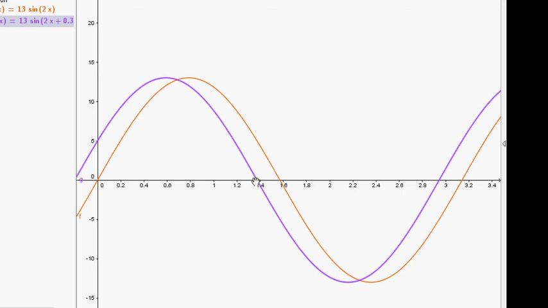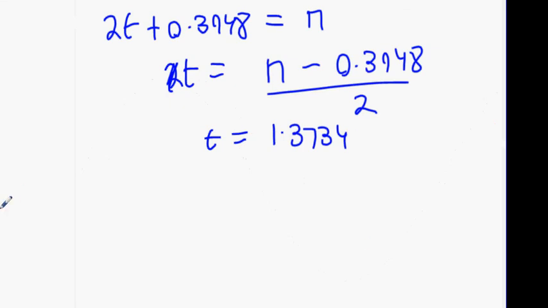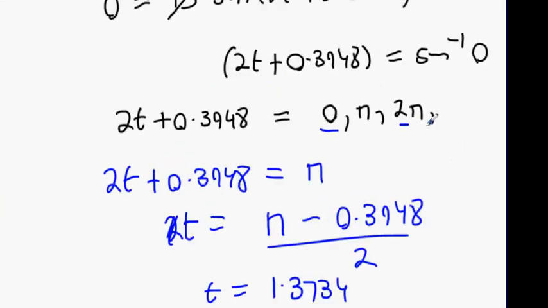Where would you next hit 0? At about 2.9. So if I was to use 2 pi instead of pi to find the second time I hit 0, that's the answer I'd get out. Right.